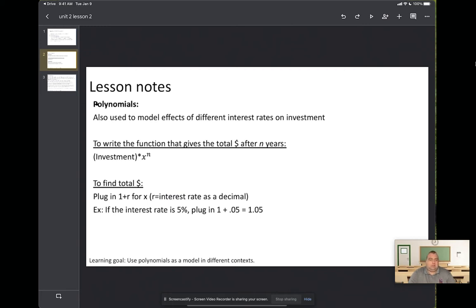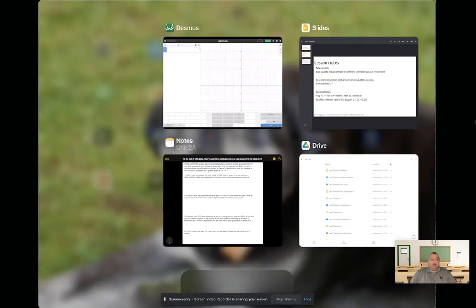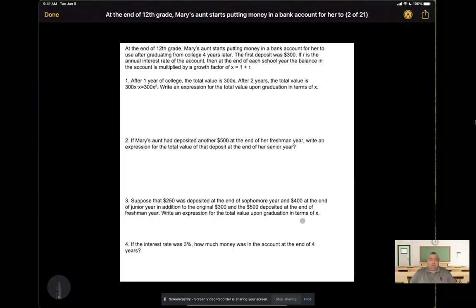In this particular lesson, we're going to talk about how we can use polynomials to model the effects of different interest rates on investments. So how can we create a polynomial that models the effect of interest rates on investments? We have a formula here, and then if we want to find how much money we earn, we have another formula here. I will talk about those as I go through the examples. And speaking of examples, let's take a look at them.